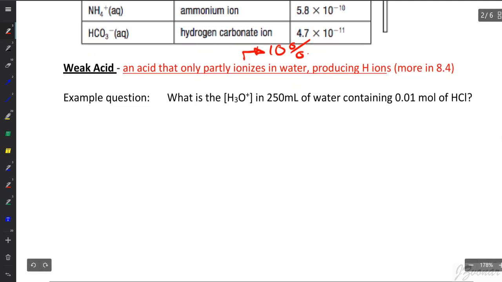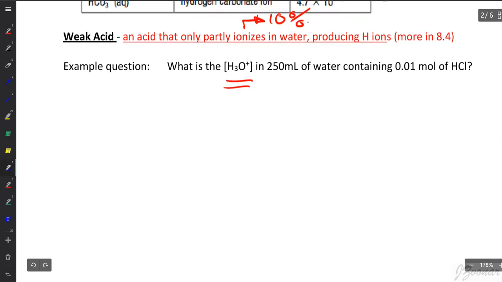All right, so this is an example of a strong acid. We want to find the hydrogen ion concentration, H3O+, or the hydronium ion, in 250 milliliters of water, which contains 0.01 moles of hydrochloric acid. All right, so ideally, folks, we can set up our ice table to keep ourselves organized, just so that you know exactly what's taking place here. So we'll practice doing that.